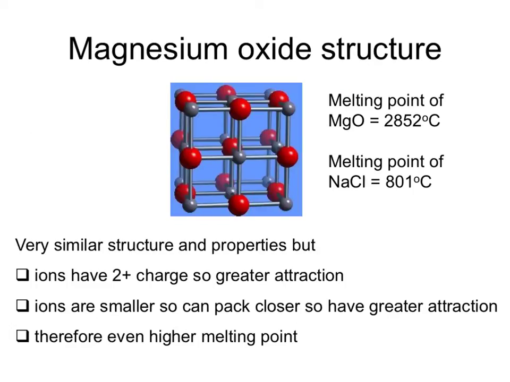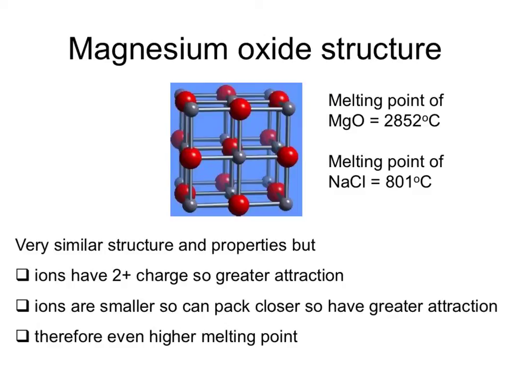You're also expected to be able to compare the melting points of magnesium oxide with sodium chloride. Now you will be given the melting points or asked to comment on one being higher than the other. Here the melting point of magnesium oxide is given as 2852 degrees, whereas sodium chloride is a mere 801. Still high, but not nearly as high as magnesium oxide.